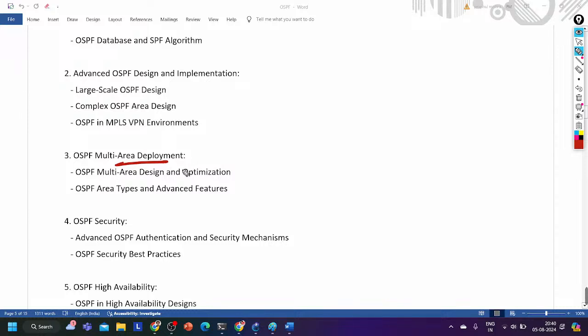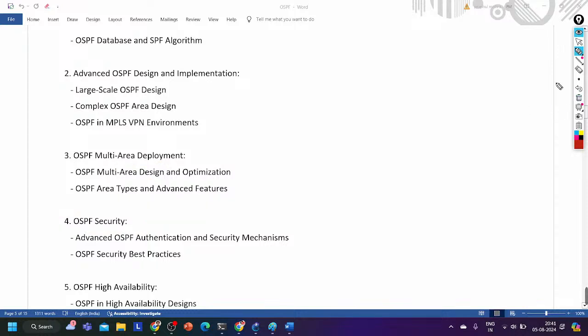Why I am going to deploy multiple areas of OSPF. OSPF multi-area design and optimization, how you are going to optimize the network. OSPF area types and advanced features. Then again security. As I told you, OSPF provides an authentication feature.